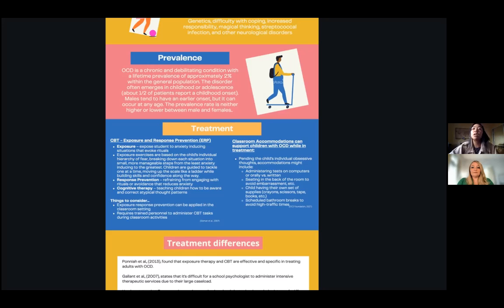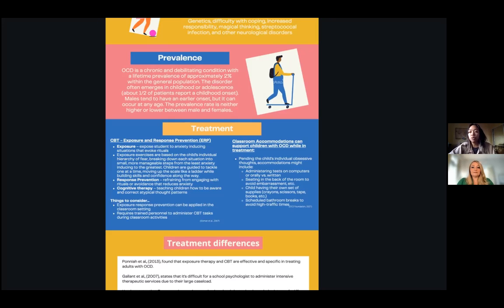Researchers have found that it is difficult for school psychologists to administer intensive therapeutic services due to their large caseload. Some schools use exposure therapy with students, but that may disrupt learning, and although not proven, it may negatively reinforce anxiety within the school. It is most common for schools to adjust the environment in order to treat a student with OCD, whereas exposure therapy and CBT are effective and specific in treating adults with OCD.